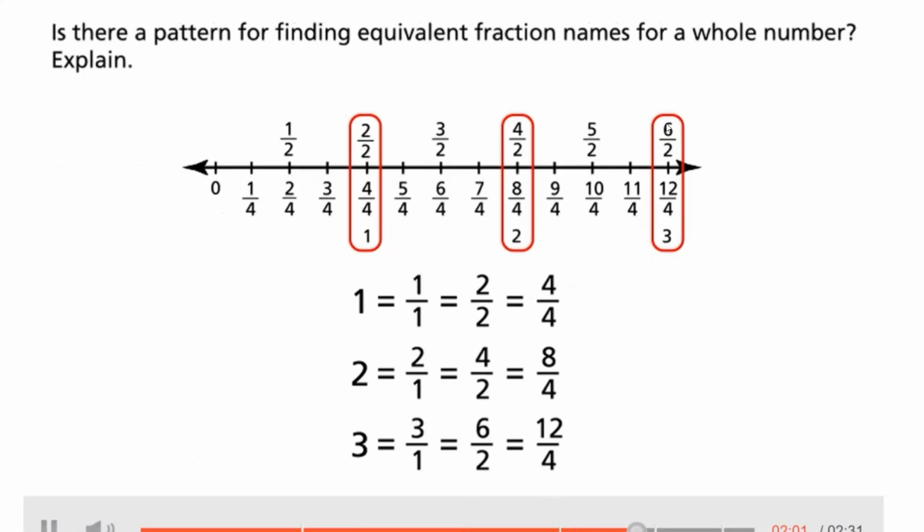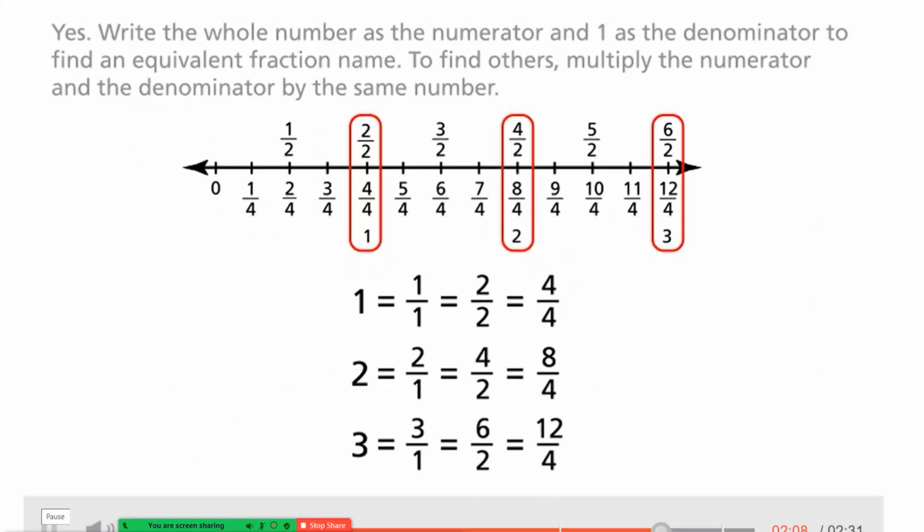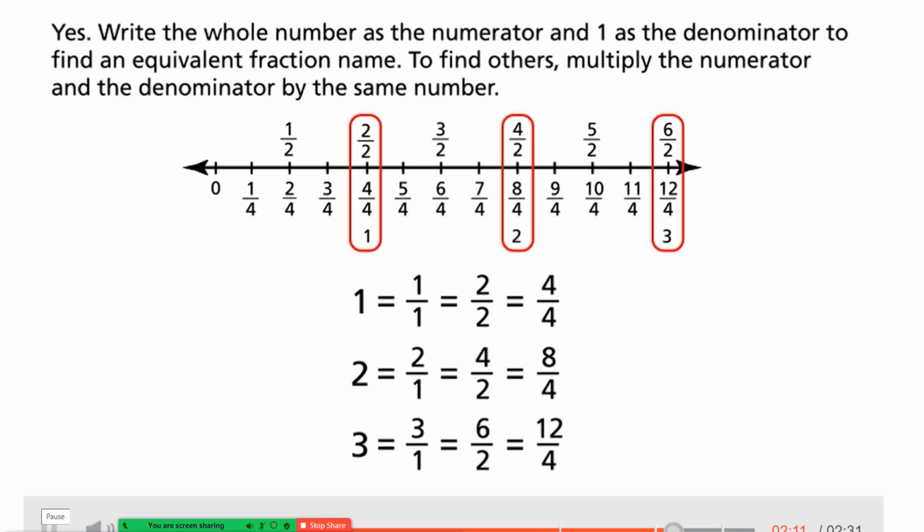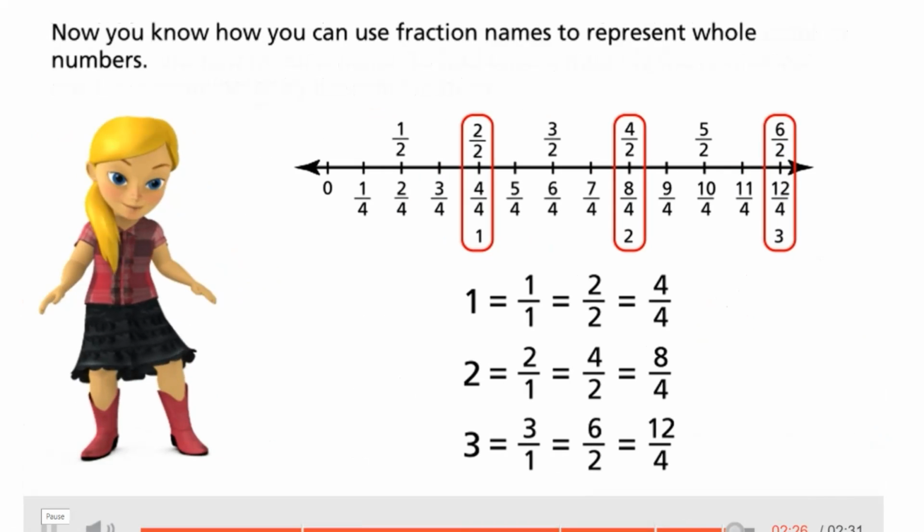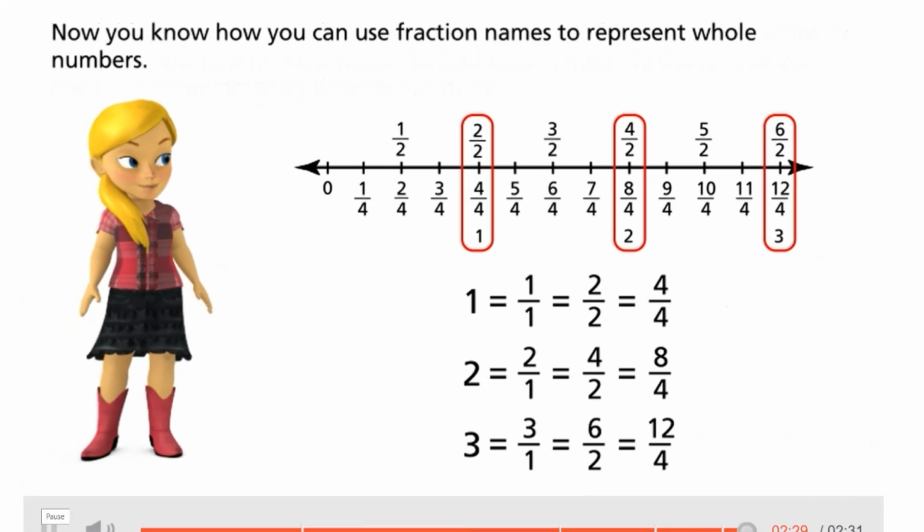Is there a pattern for finding equivalent fraction names for a whole number? Explain. Yes, write the whole number as the numerator and 1 as the denominator to find an equivalent fraction name. To find others, multiply the numerator and the denominator by the same number. Now you know how you can use fraction names to represent whole numbers.